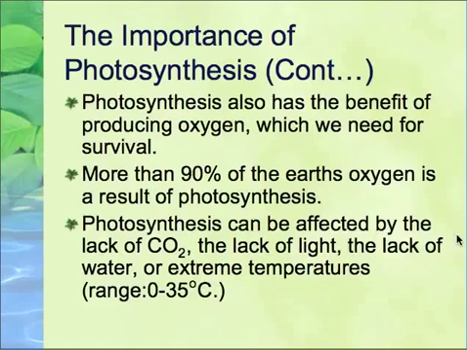And finally, it is important to note that photosynthesis can be affected by either the lack of carbon dioxide or too much carbon dioxide. It certainly won't happen if there's not enough light, if there's not enough water, or in extreme temperatures. It won't happen outside a comfortable range of temperatures, which is why, by the way, the plants up north are a lot different than the plants down south. That's because it's colder. The plants have had to adapt to doing photosynthesis at colder temperatures.